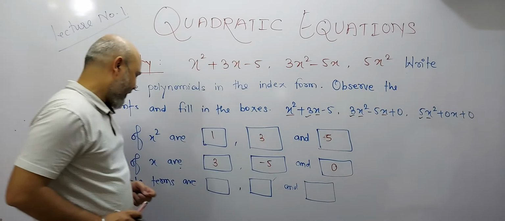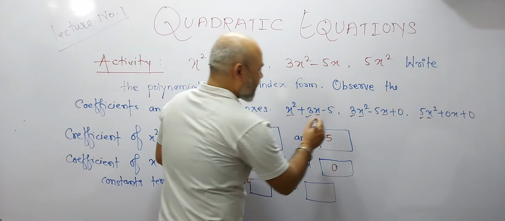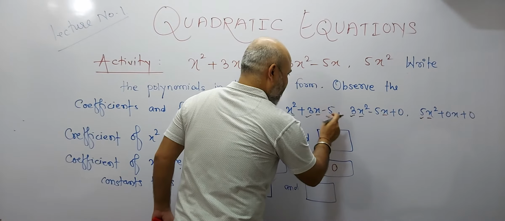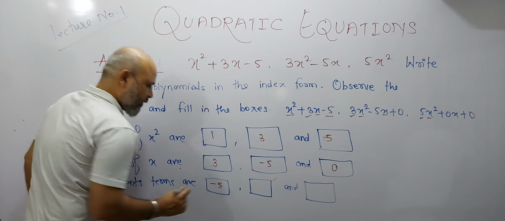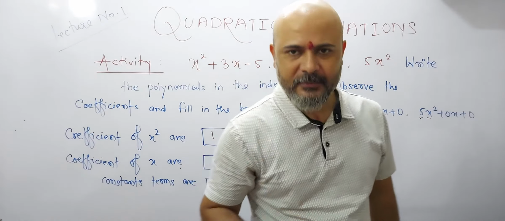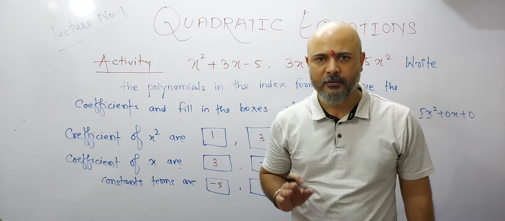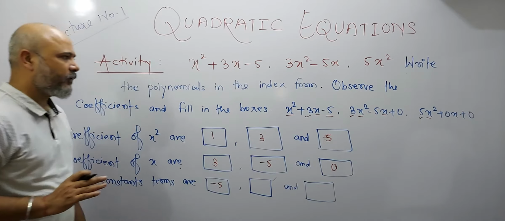Now write the constant terms. In the first polynomial, what is the constant term? In the first polynomial, the constant term is minus 5. What is the degree of the constant term? The degree of the constant term is always 0.